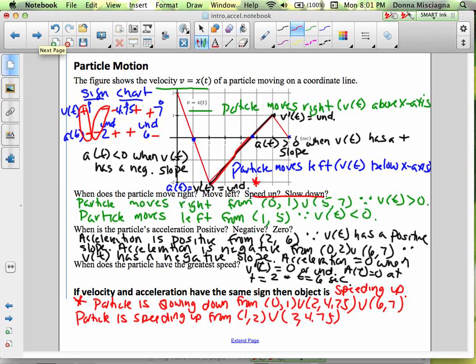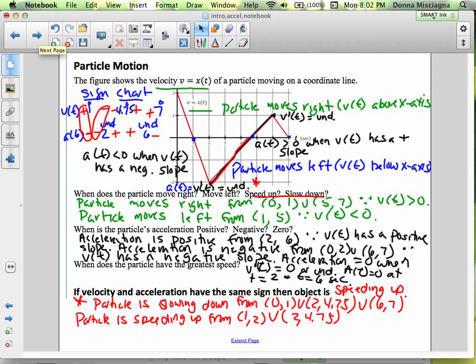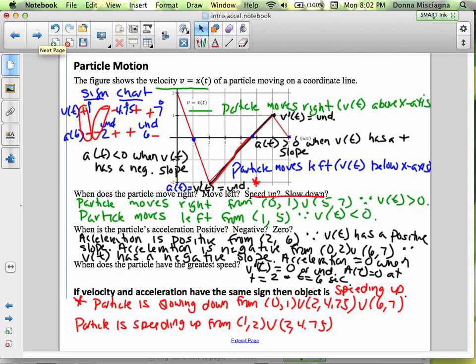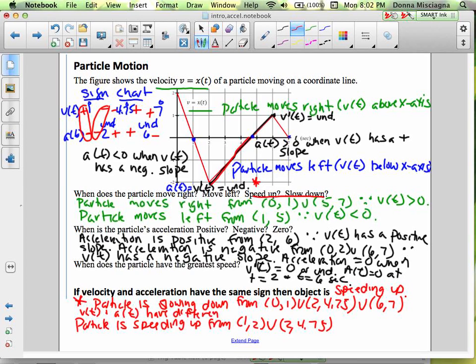And the particle is speeding up from 1 to 2 and from 4.75 to 6. And we should probably put a reason in there. I'll just separate it out. Here, v(t) and a(t) have different signs. That's why it's slowing down. And here, v(t) and a(t) have the same sign.